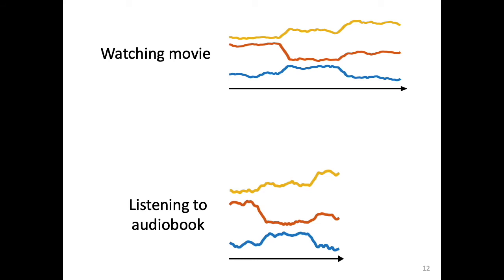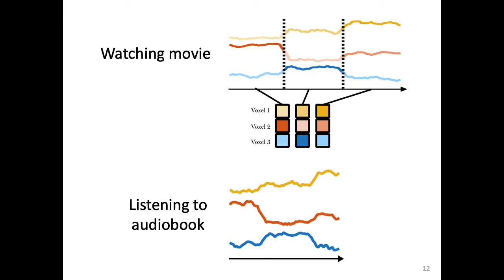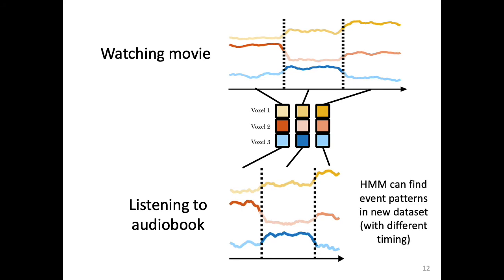What if we have two datasets with the same sequence of events? For example, watching a movie or listening to an audiobook of the same story. With the HMM, we can find the sequence of event patterns that occurred during movie watching and look to see if that same sequence of patterns appears in the audiobook data. This allows us to find event patterns across datasets with potentially different timings.